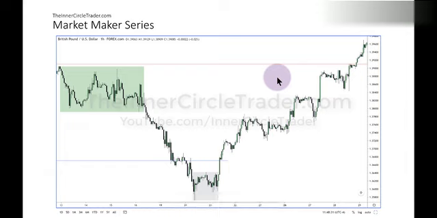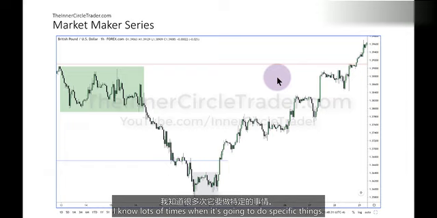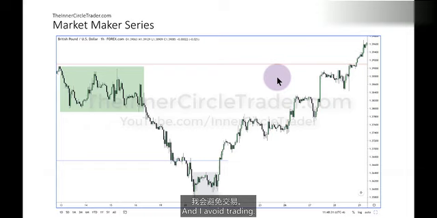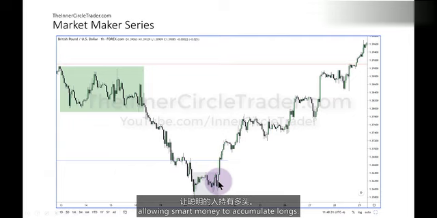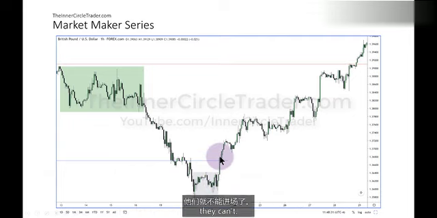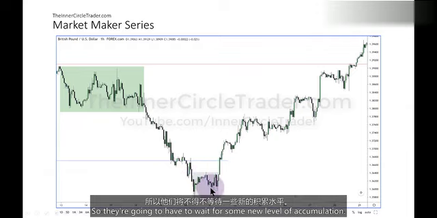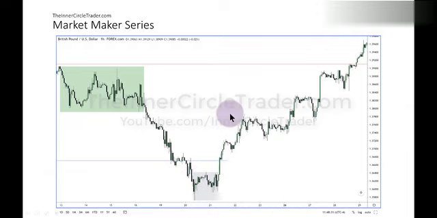You're not going to always know. I don't always know. I know a lot. I know lots of times when it's going to do specific things. And I know when it's not likely to do the things that I would normally expect, and I avoid trading. But in this instance here, the market's consolidating, allowing smart money to accumulate longs. Once it takes off here, they can't enter. They've already missed that opportunity, so they're going to have to wait for some new level of accumulation.